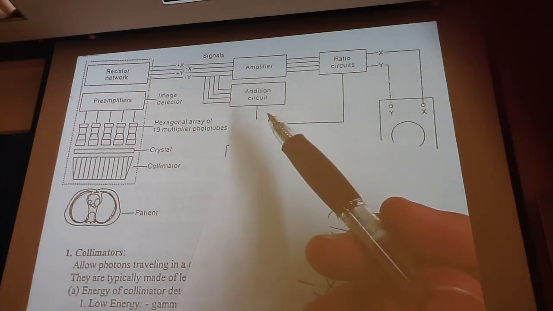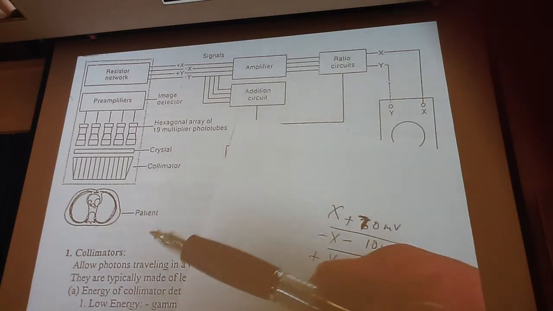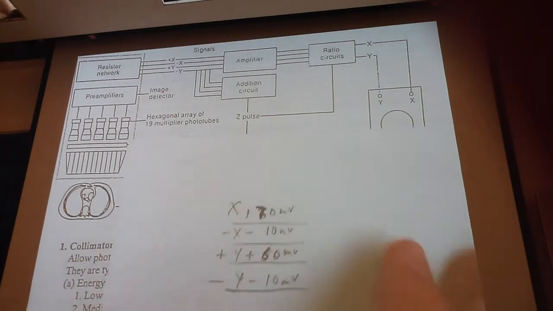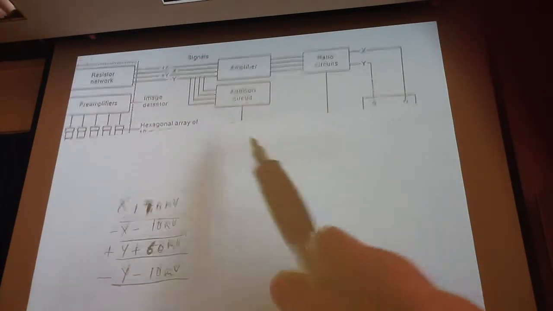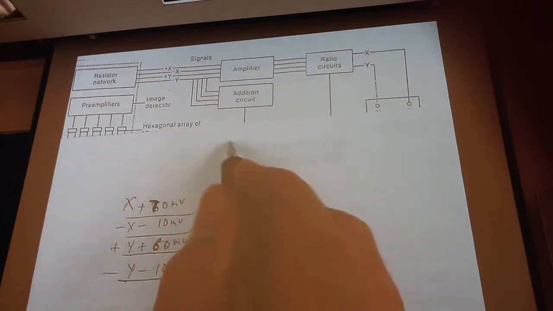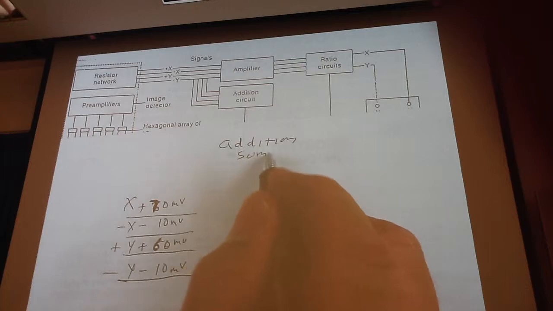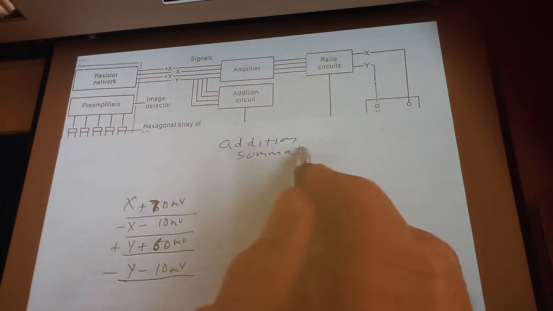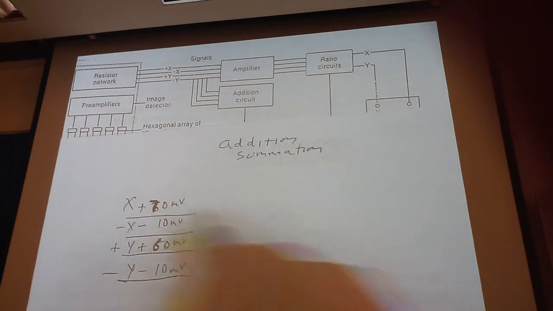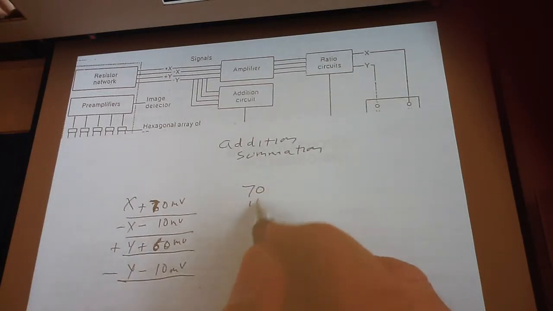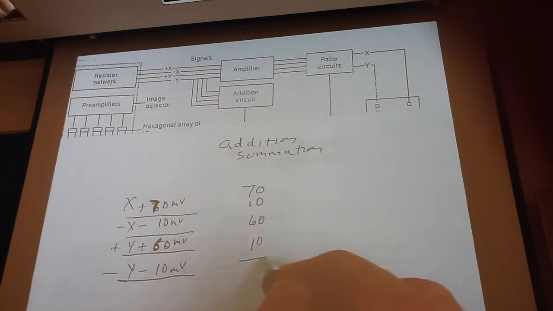Does that make sense? So when you guys have a, we call it a pulse height analyzer, okay? But what happens is this, okay? In the addition or summation circuit, all of the voltages are added together regardless of their sign. So in other words, we're taking the absolute value. So I add this, and this, and this, and this, and I get 140 millivolts.